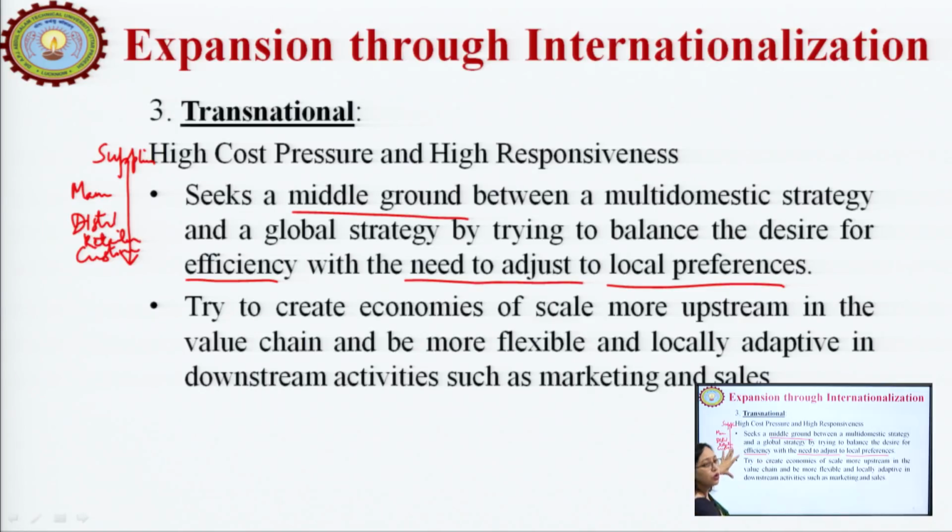So, because this company has to balance between the two, downstream it will do more of local responsiveness. When it is going for marketing, distribution, retailing, it will do more of local responsiveness, and upper on the supply chain, it will go for cost constraint. For example, from the world suppliers, it will choose the suppliers of the best material who are cost efficient. But as far as advertisement and promotion are concerned, they can vary across regions.